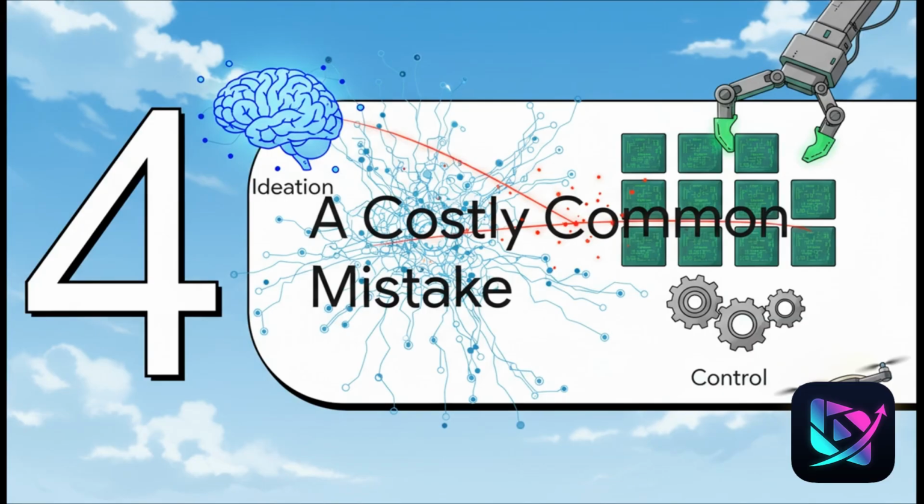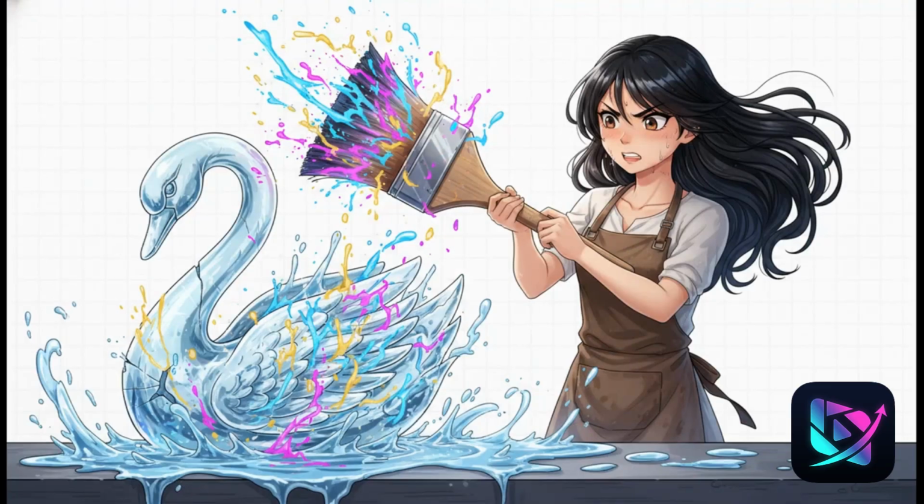Really getting this fundamental difference between ideation and control helps you avoid one of the most common and honestly most costly mistakes people make in AI video generation. And here it is, the big mistake. Using the ideation tool for a control task. Trying to get brand-level precision or perfect character consistency with only a text prompt? Well, it's like asking a brainstorming tool to perform surgery. It's just not what it's built for. You're using a discovery tool for a precision job, and you're pretty much setting yourself up to fail.